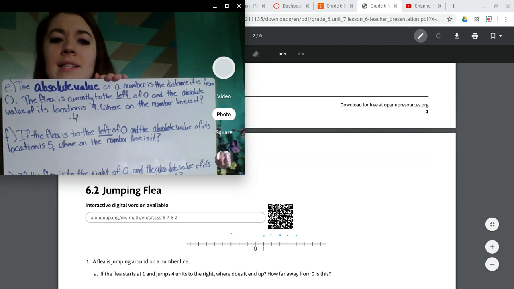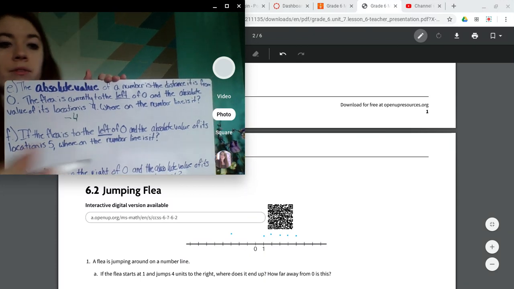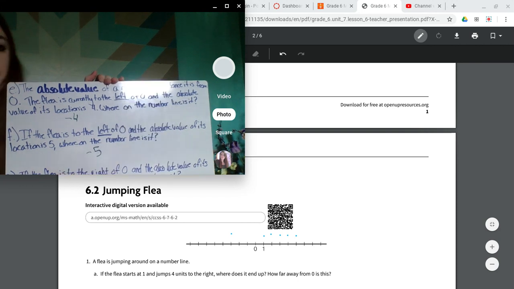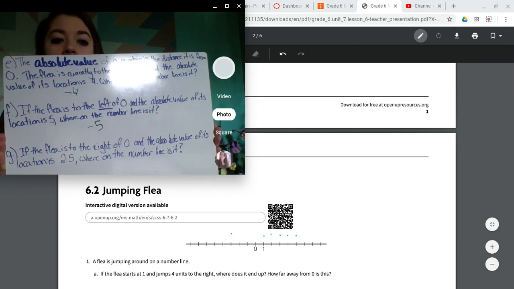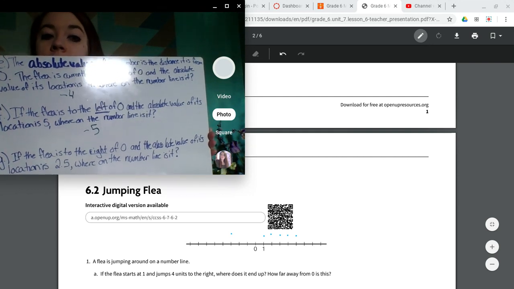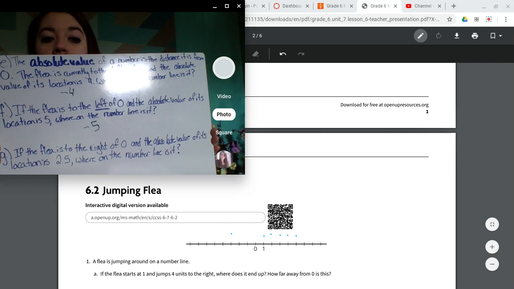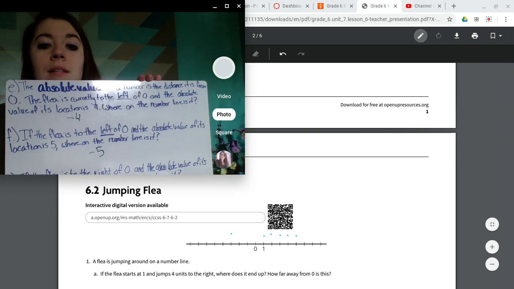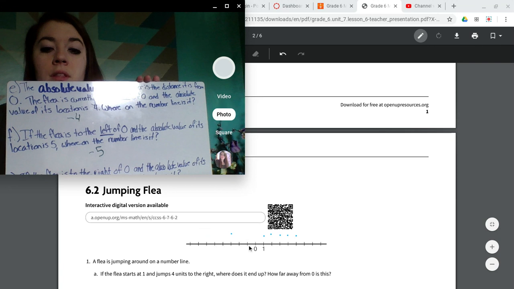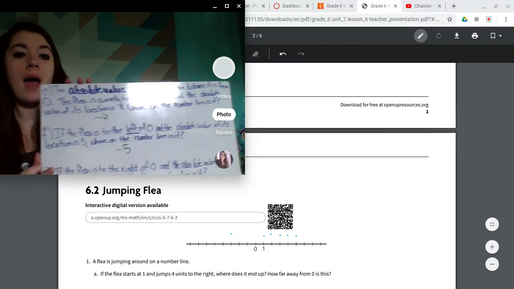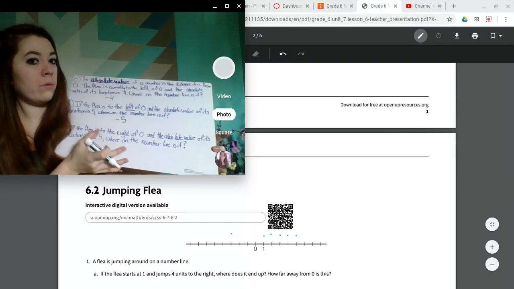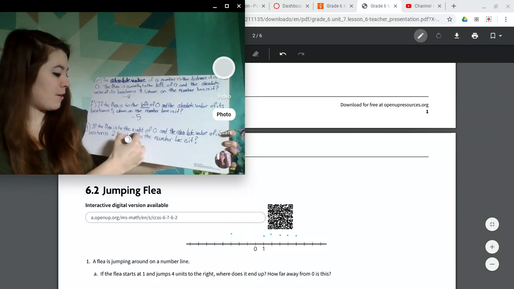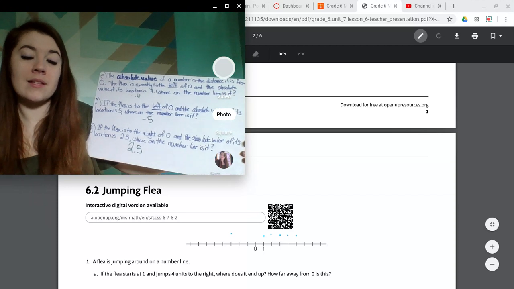All right, so back to F, sorry. If we went 5 to the left of 0, we would be at -5. All right, and our final question with our jumping flea. If the flea is to the right, so now we're going to the right this time, of 0, and the absolute value of its location is 2.5, where on the number line is it? So once again, absolute value, we know the distance, and we also know that it's to the right. So instead of going off to the left, we need to move to the right this time. So go over 2.5, which puts us at a positive 2.5. So our answer for this one is 2.5 because we know it has to be positive since it's to the right.